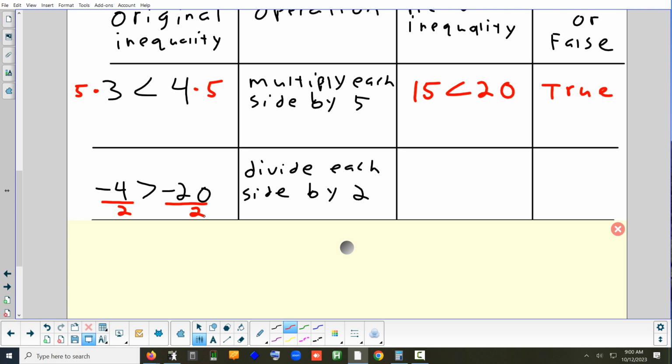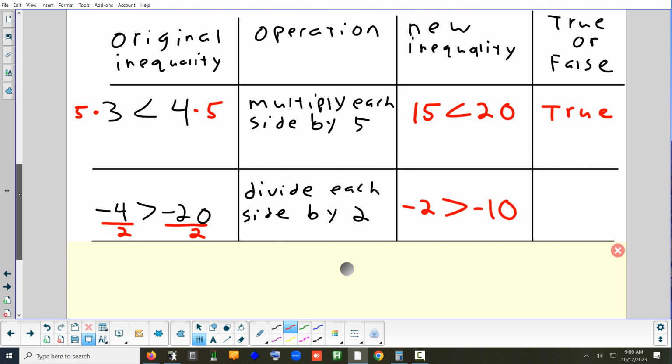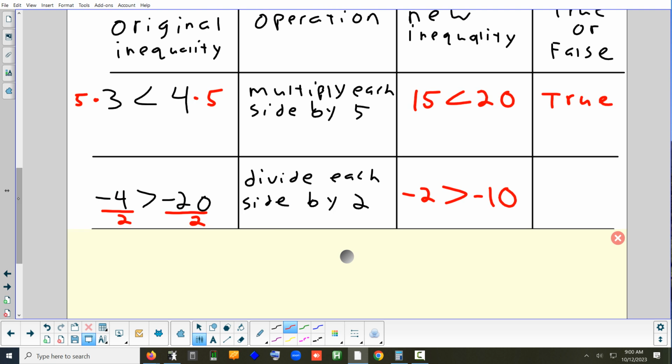How about, Molly, if I divide each side by 2, what do I get on the left? Negative 2. I've got my greater than symbol. And Marie, what's negative 20 divided by 2? Negative 10. Okay, that's the new inequality that we end up with. Is negative 2 bigger than negative 10? Yes, negative 2 is further to the right. So that's true.